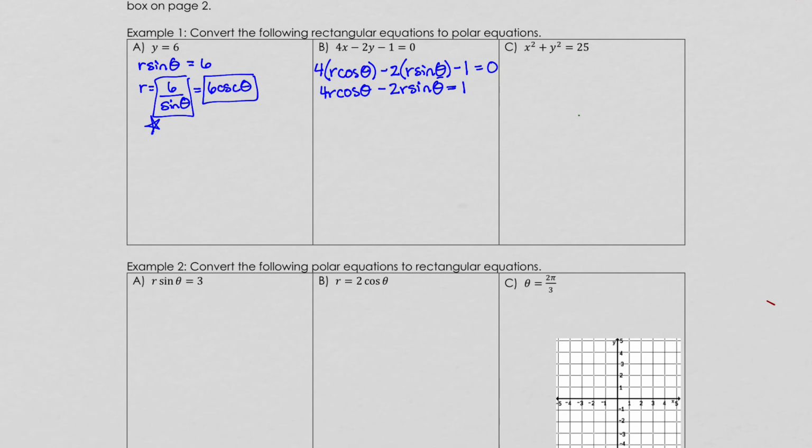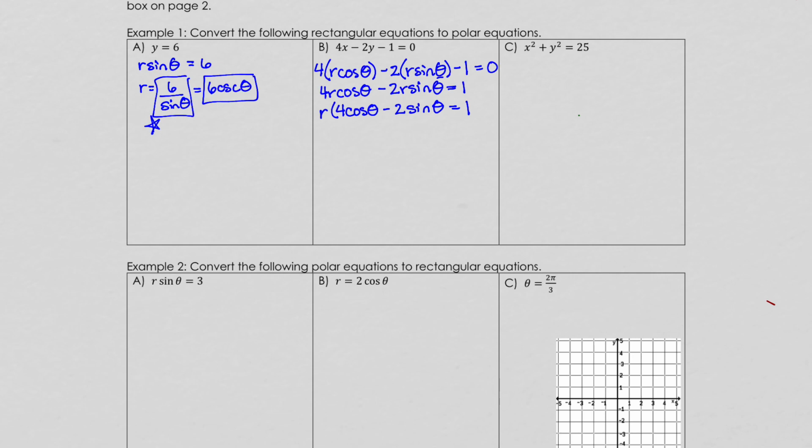Now, I can factor some things out of this left side. I can take an r out of everything and a 2 out of everything. But do I want to do that? No, I just want to solve for r. So I'm just going to take r out of everything, okay? We want to get r by itself. So if I take an r out of 4r cosine theta, I'm left with 4 cosine theta minus 2 sine theta equals 1. Because remember, our polar equations are r equals.